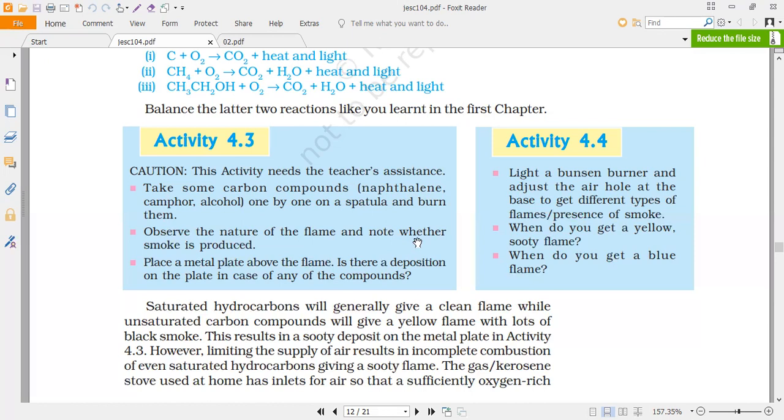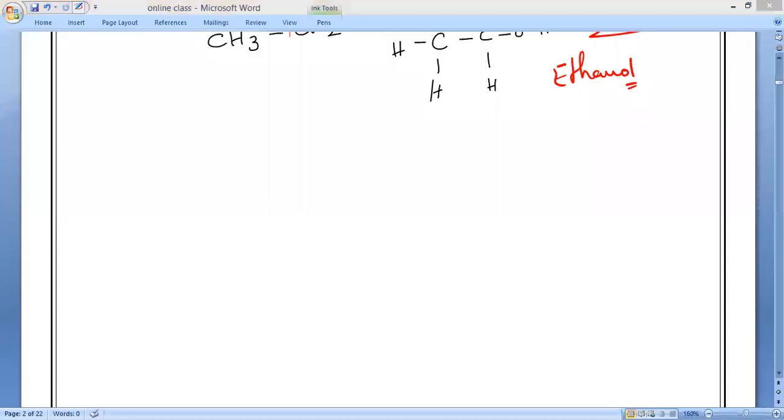So that is what these two activities show. Observe the nature of the flame in both cases, activity 4.3 and activity 4.4. What are the changes we'll observe? That is very important. So all of you should remember from all the observations I'm saying, saturated hydrocarbons. Who are the saturated hydrocarbons? Fastly, everybody should know. Mr. Rahul, who are the saturated hydrocarbons?